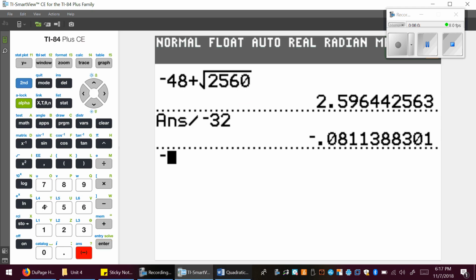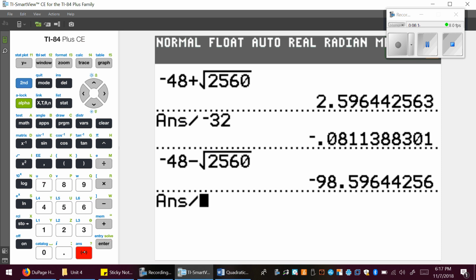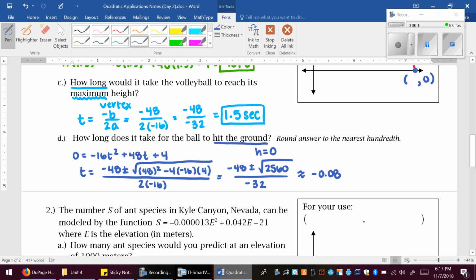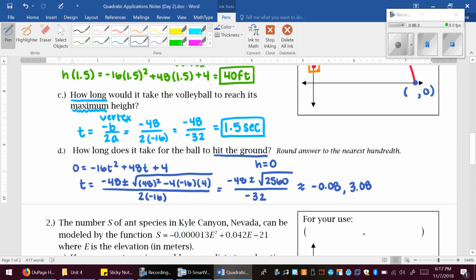If I type in negative 48 and subtract the square root of 2,560 and then divide by negative 32, I get 3.08 approximately. So the negative one doesn't make sense to us in the real world, a negative time. It would be over here to the left of the y-axis, and that's before the ball's even hit. So that one we're going to just disregard and say that the time is 3.08 seconds.